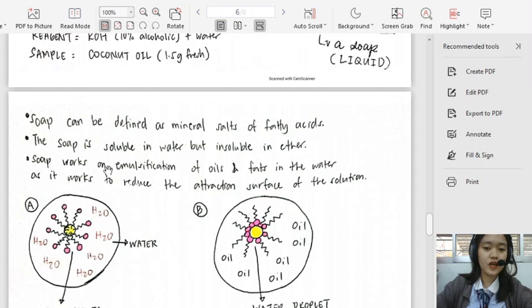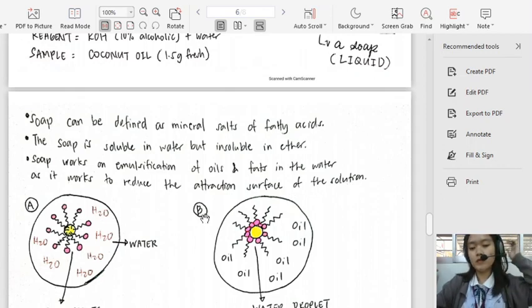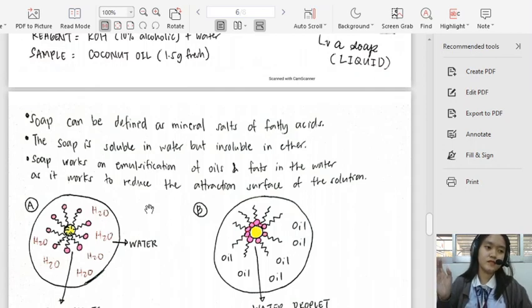Soap works on emulsification of oils and fats in the water as it works to reduce the attraction surface of the solution. So, emulsifier yung ating soaps. Why? Ano ang emulsifier? These are substances that tend to mix solutions that are not supposed to mix. Just like your water and oil. Hindi sila naghahalo, di ba?